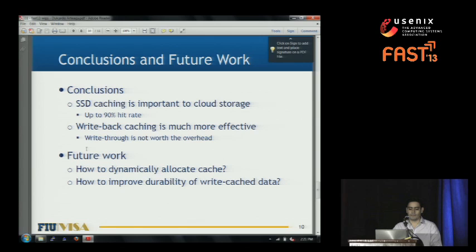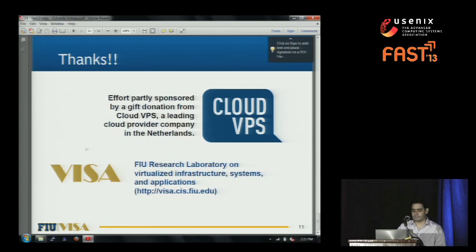As a conclusion, we can see that SSD caching is important for cloud storage, and the write-back policy is the one that presents the highest hit ratio, but we are also aware that the other policies are good too. For future work, we want to determine how to allocate different workloads using the same cache, and how to improve the durability of write cache data. With that, I will take questions from anyone.